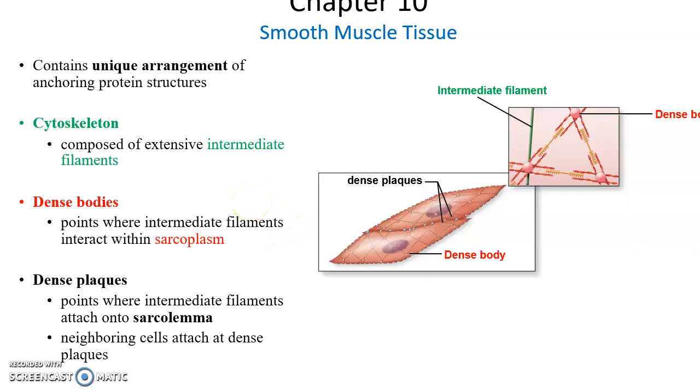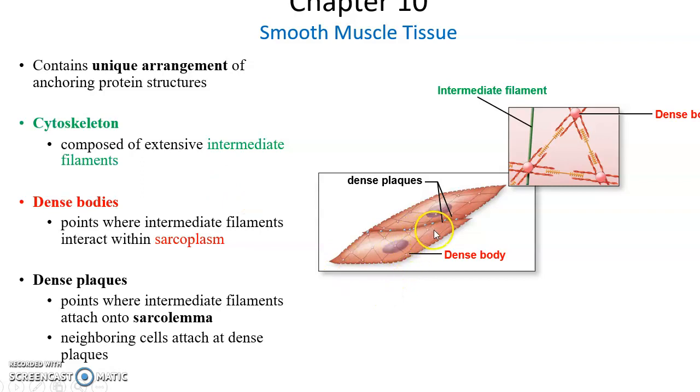So instead of having myofibrils, the arrangement of the proteins that are sort of like the sarcomeres is more dispersed throughout the cell and connected directly to the cytoskeleton. So again, extensive cytoskeleton within the smooth muscle cell, lots of specialized intermediate filaments. Then there are points where the intermediate filaments interact with the sarcoplasm, and that is referred to as dense bodies.